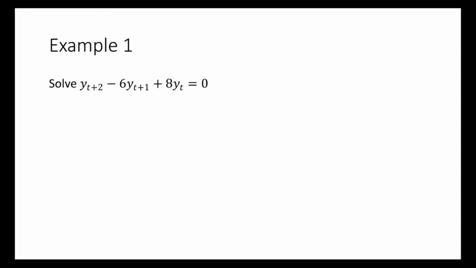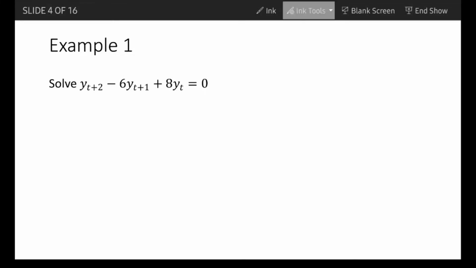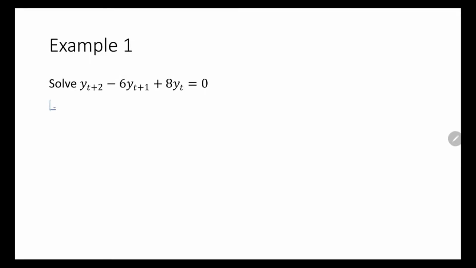All right, so let's see an example. If we have this equation, how will we find the solution? Of course, we let y equal to r to the power of t. And as in the general solution, we substitute, and we have r to the power of t plus 2 minus 6 r to the power of t plus 1 plus 8 r to the power of t equal to 0, right?